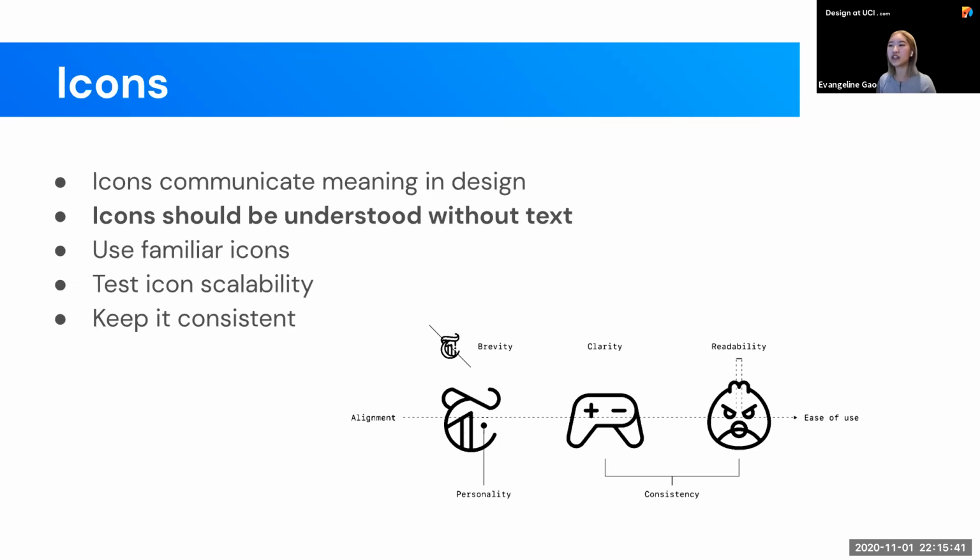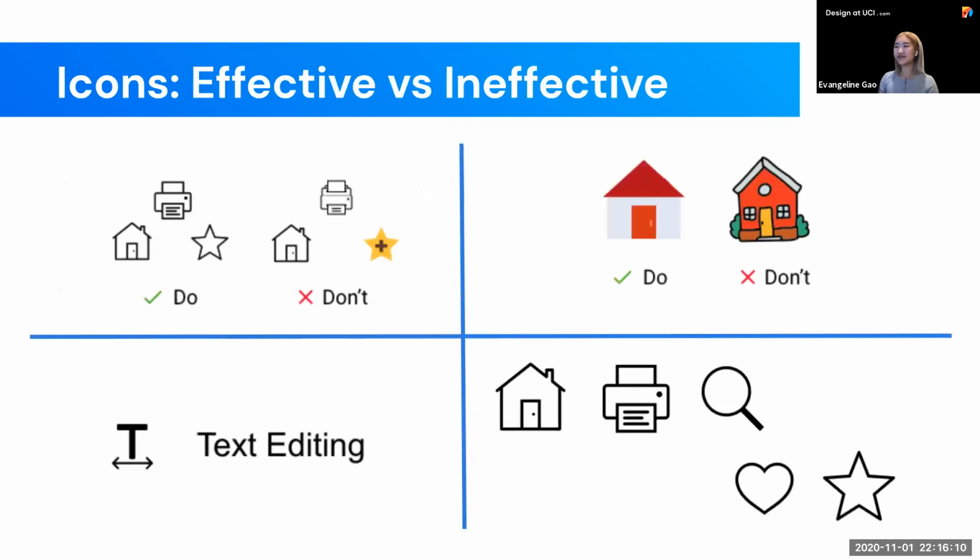Another important aspect of icons is, is it scalable? Even if your icon makes sense at 100% size, if you shrink it down to 15% and your user has no idea what it looks like, or it's just a blob on your screen, then it probably isn't the most effective icon for your design. You also want to keep it consistent. You might think, why? As long as my icon makes sense, why do I have to keep my design consistent? Well, here are some examples. As you can see on the first slide, it doesn't flow.